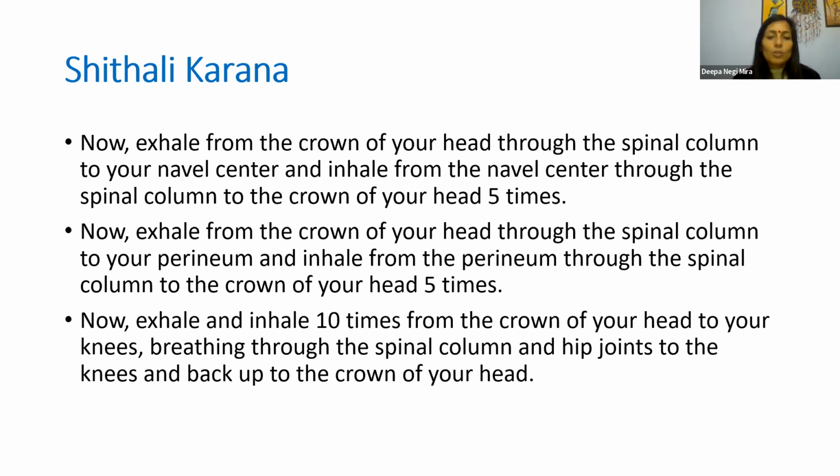So now, 10 breaths from the crown of your head to your knee, and we are using the pathway of your spinal column, hip joint, and knee. And then going back: knee, hip joint, spinal column, and back to your crown. This is the pathway. And here we are taking 10 breaths, okay? So basically from your head to your knee, using this column, going back 5 breaths. Very confusing, huh?